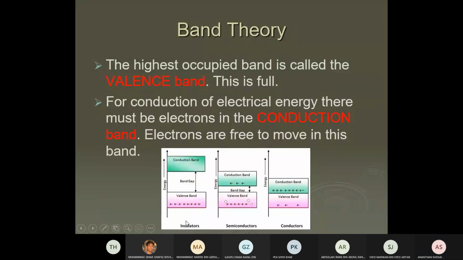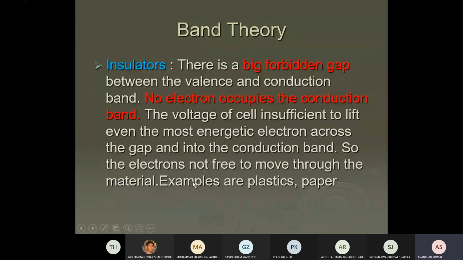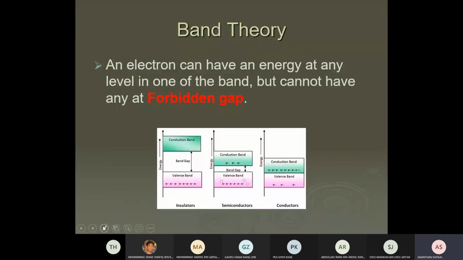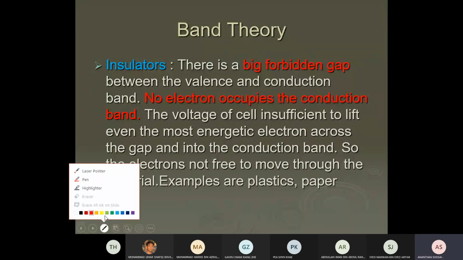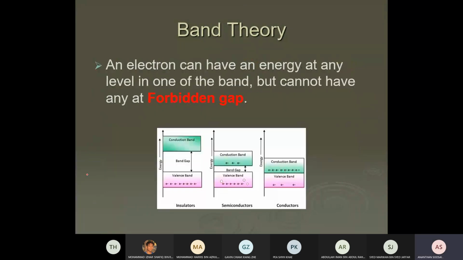So like this. This is how the region looks. This is the energy levels. Imagine the nucleus is at the bottom here. So according to band theory, electrons have energy levels in three bands.